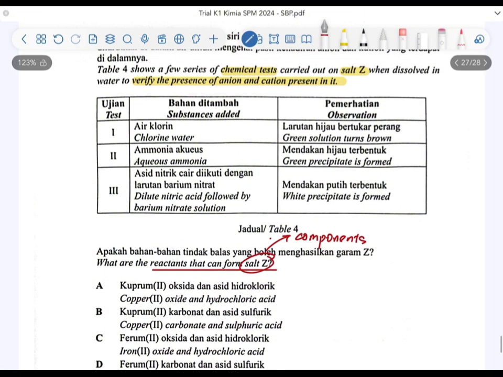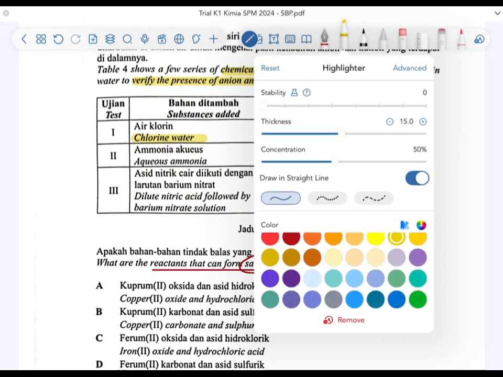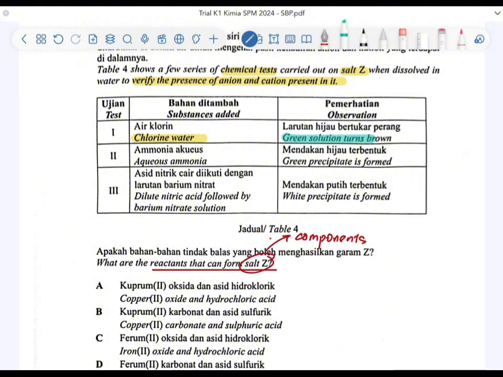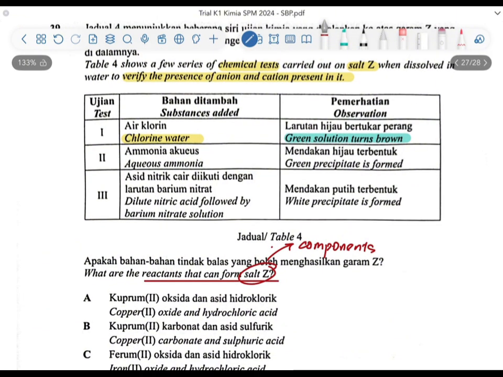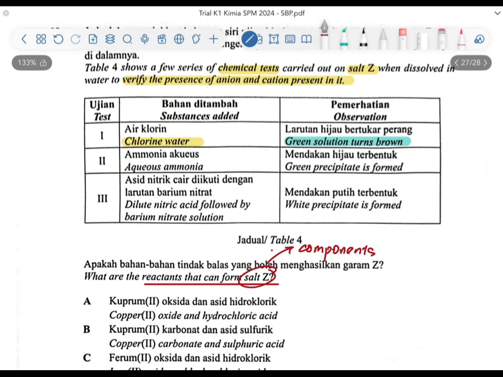In test 1, chlorine water is added into it, and we observe that the green solution turns brown. You need to refer to your textbook or memorize this. The cation that shows the green color is Fe2+, and it turns brown, which means it is now oxidized to Fe3+. So this is an oxidation, and the chlorine water is actually the reducing agent.